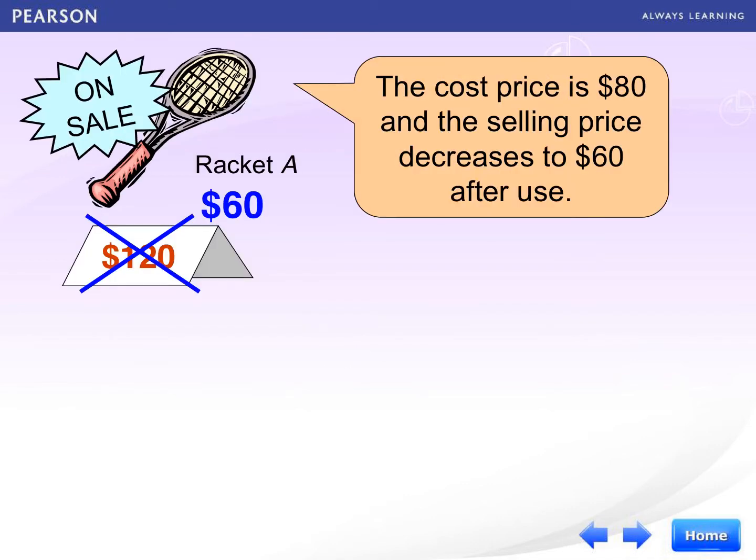And one day, this racket is on sale, and the selling price drops from $120 to $60. So loss is the cost price minus the selling price. So this time the loss equals $80 minus $60 equals $20.